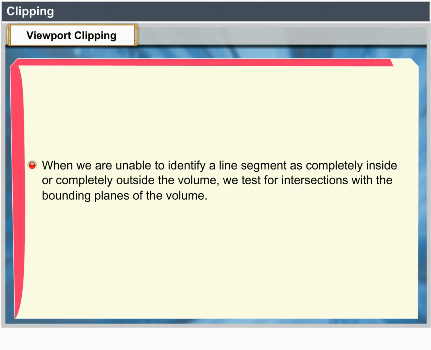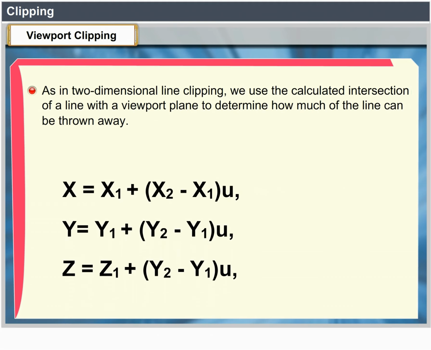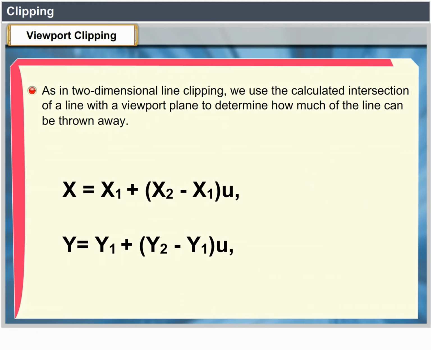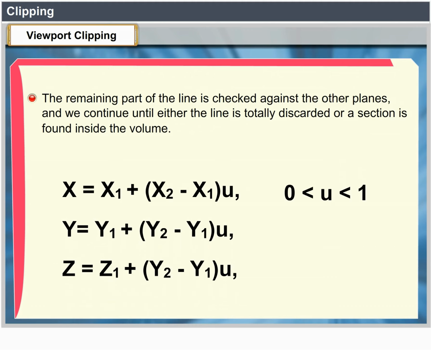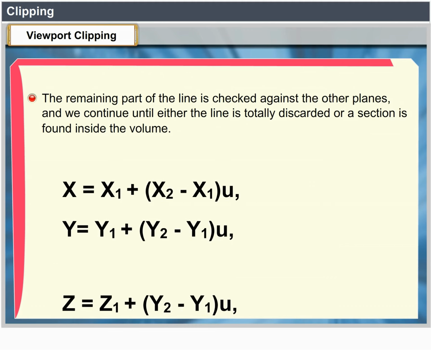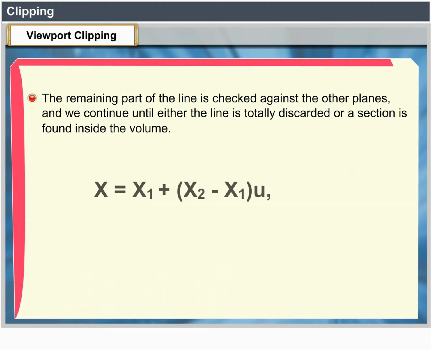If we cannot identify a line segment as completely inside or completely outside the volume, we test for intersections with the bounding planes of the volume. As in two-dimensional line clipping, we use the calculated intersection of a line with the viewport plane to determine how much of the line can be thrown away. The remaining part of the line is checked against the other planes, and we continue until either the line is totally discarded or a section is found inside the volume.